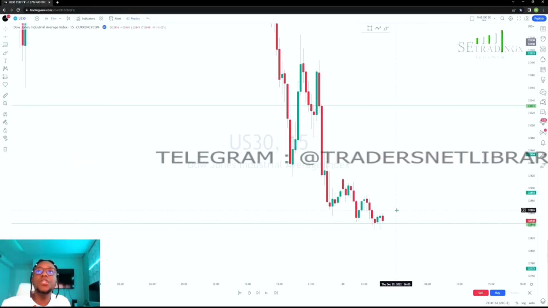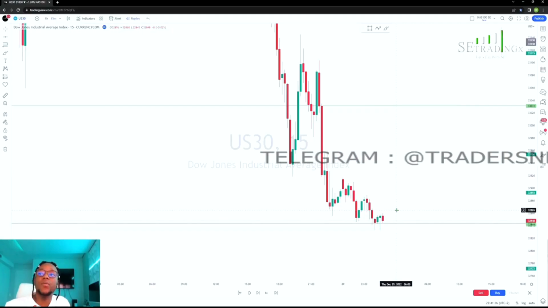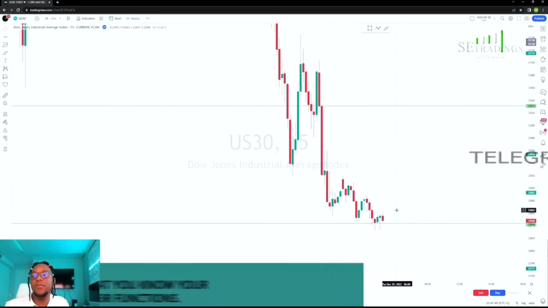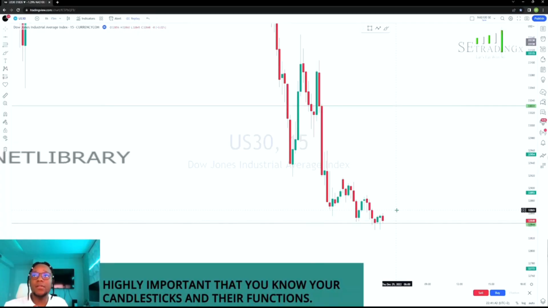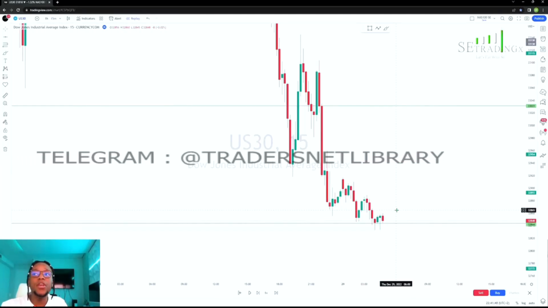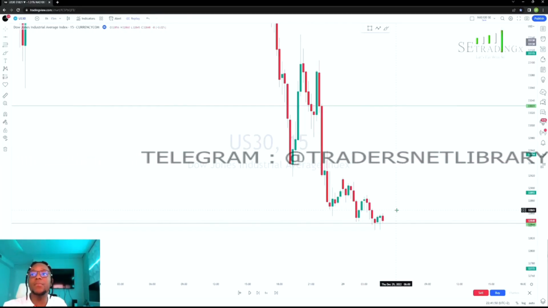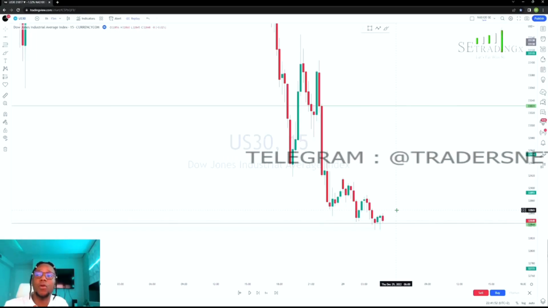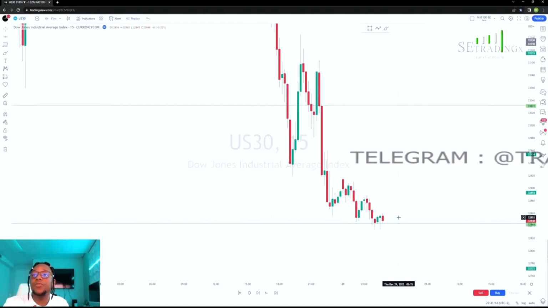Now the thing is, you also need to understand your candlestick patterns. What you can do is simple: download the Candlestick Bible. It's absolutely free. It tells you all about candlesticks and what certain candlesticks mean. It's very, very important, especially when trading. You don't have to know all of them off by heart, but you do need to know some of them for sure, right? So we're seeing a potential reversal.